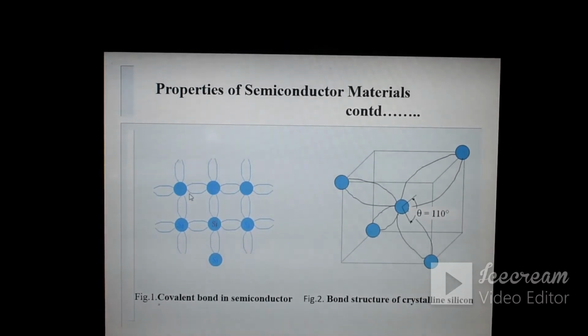The 4 valence electrons of the outermost orbit of each atom are being shared by neighboring atoms. Here the orientation at theta equal to approximately 110 degrees is shown. That is why a crystalline silicon structure is obtained. This is basically covalent bond. Here electrons are shared by the neighboring atoms.